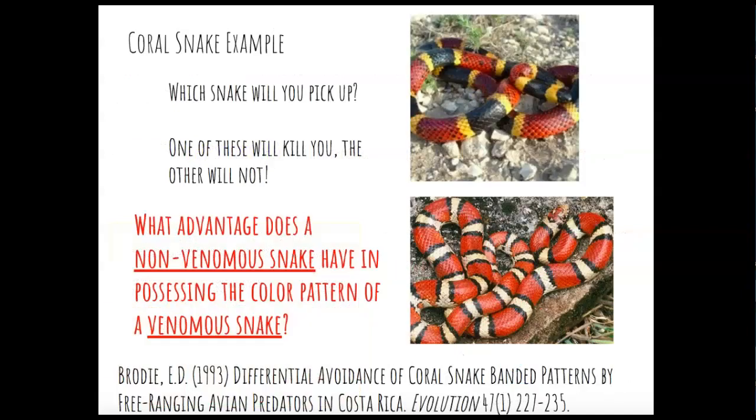So here's an example of how we can accept or reject null hypotheses. One of these two snakes is a coral snake. Based on their appearance, which one would you want to pick up? One of them will kill you and the other one is harmless. So in this example, one of the snakes is mimicking the other in order to trick possible predators into not wanting to eat it. They're essentially pretending to be poisonous and dangerous when they're actually a completely benign organism. And we're going to look a little bit more in depth at a study done by Brody in 1993 on coral snakes.